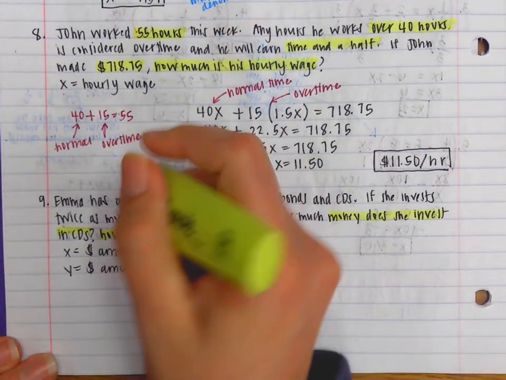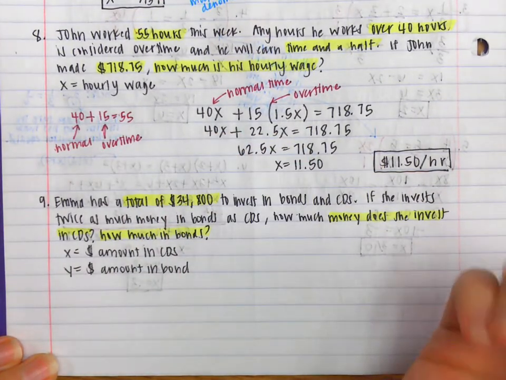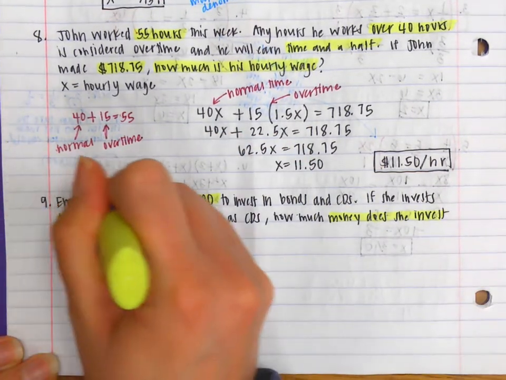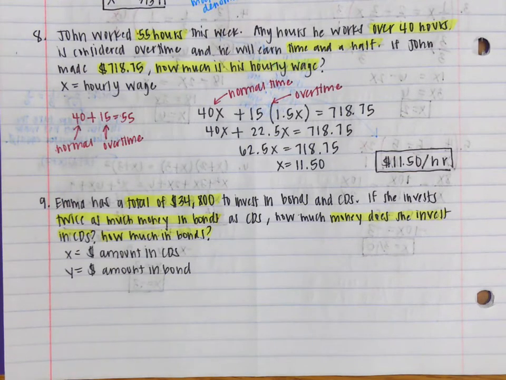Emma has a total. The total amount is super important. And then the fact that she wants to invest twice as much money in bonds as CDs. So if we have 2 variables, that means we're going to have 2 equations. So we're going to write out 2 equations. First, we're going to make an equation with a total of $34,800. So that's the total amount of money she has to spend.